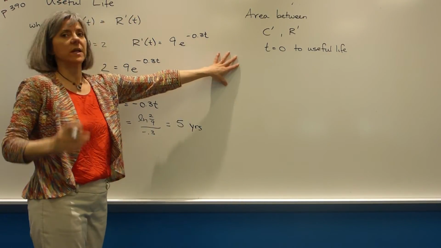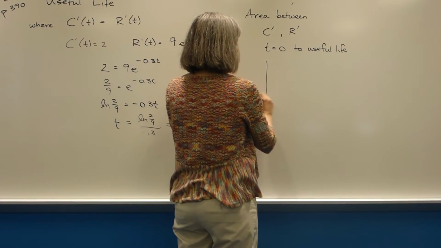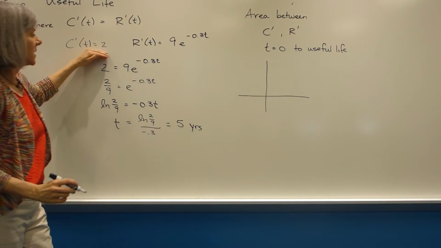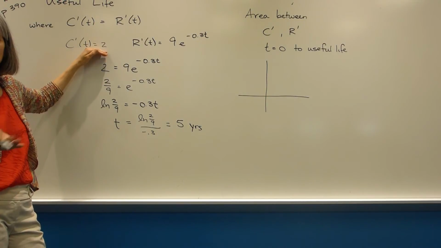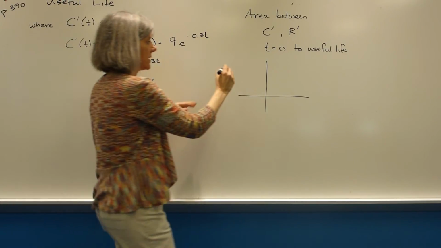So that means now we need to come over here and find the area. A sketch would be handy. We have two curves. C prime equals 2. What shape is that? At 2, sure. So a horizontal line at 2.